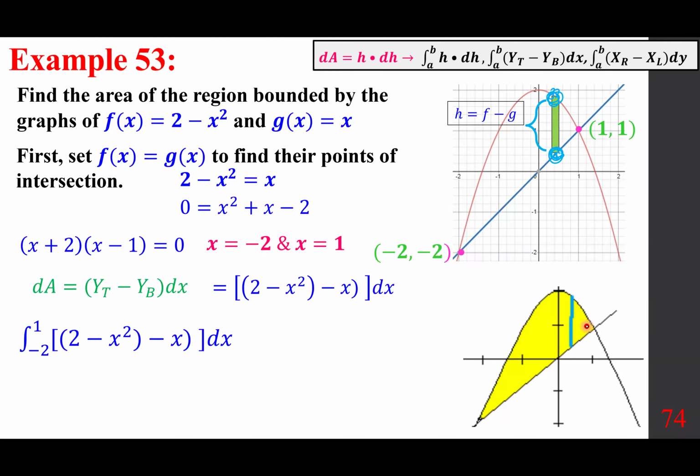And so this one is 2x minus 1/3 x cubed minus half of x squared from -2 to 1, plug in 1, plug in -2. I leave it for you to evaluate it, and it becomes 9/2. So definitely show that it's equal to 9/2.